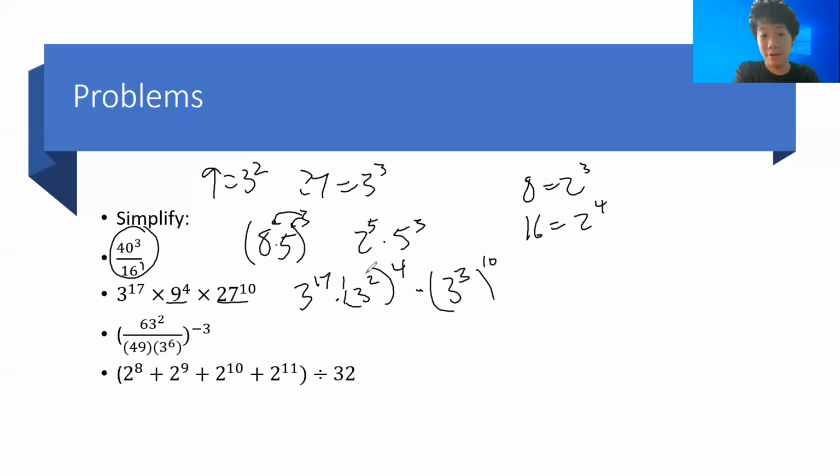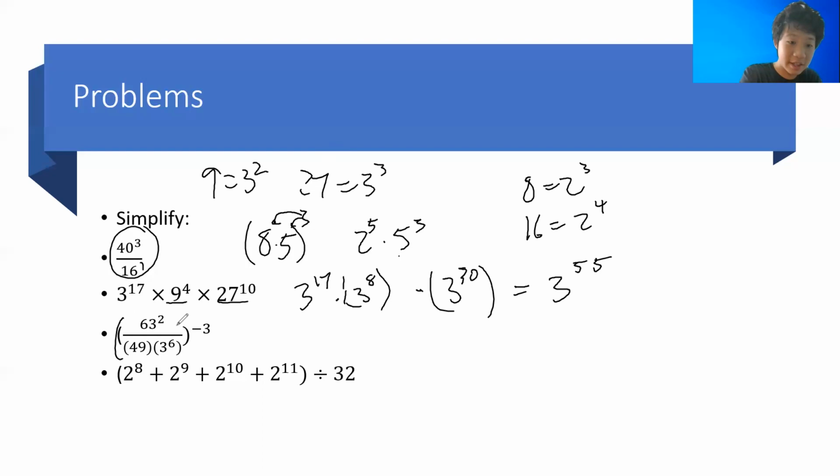Now we do power to a power. This is 3 to the 2 times 4, which is 8. 3 to the 8th. Now the next one is 3 to the 3 times 10, which is 30. Now since they're all multiplying, we just add up the exponents. 17 plus 18 plus 30 is 55, so it's 3 to the 55th power. Okay? Next one. This is a lot more complicated.